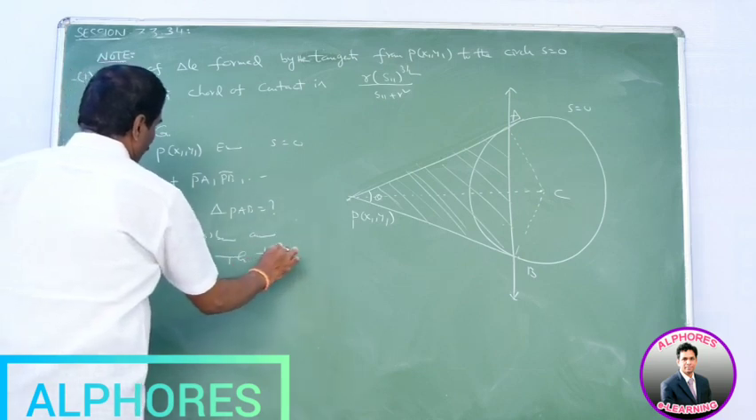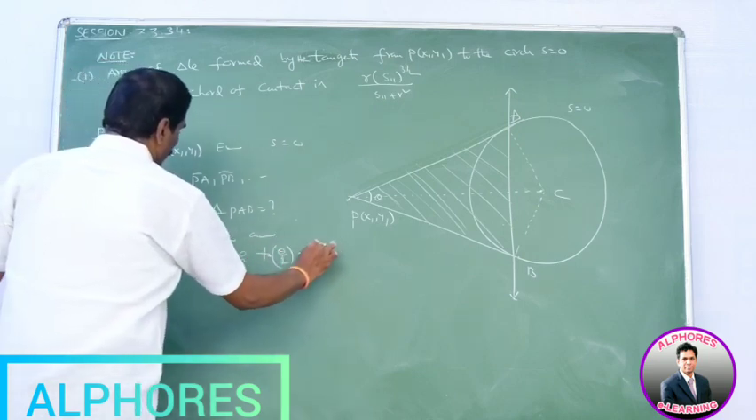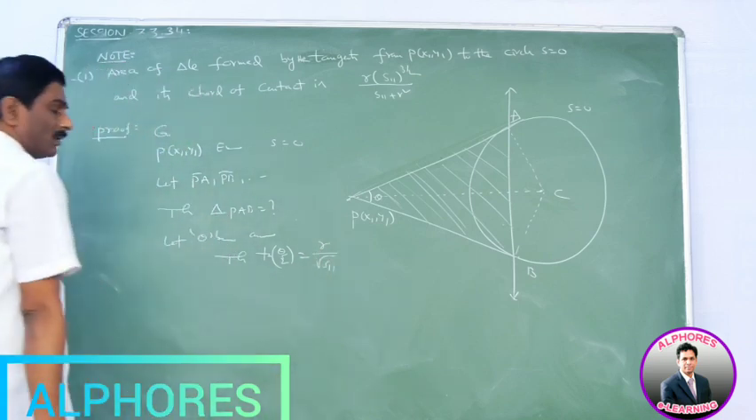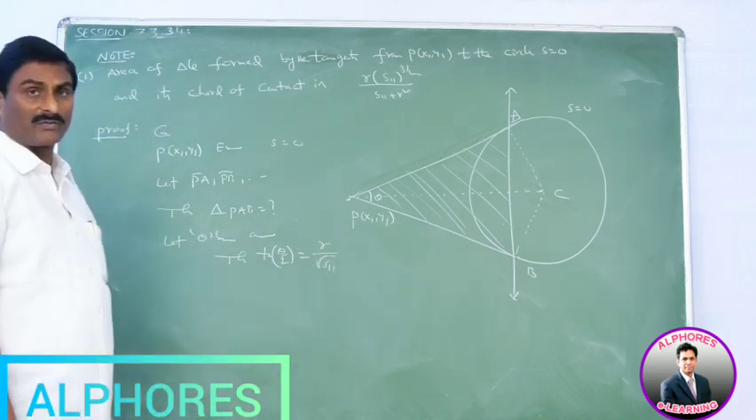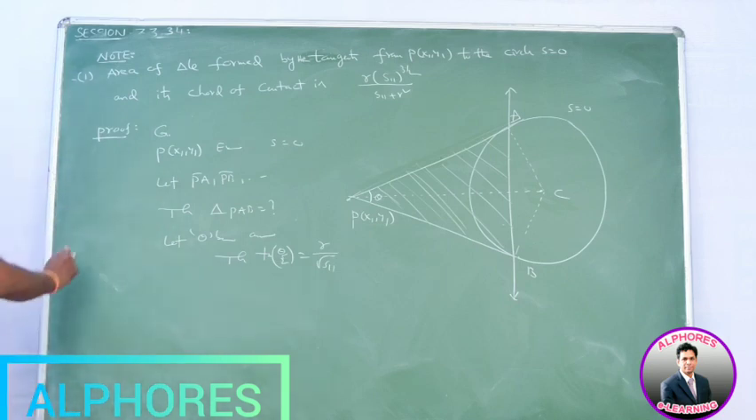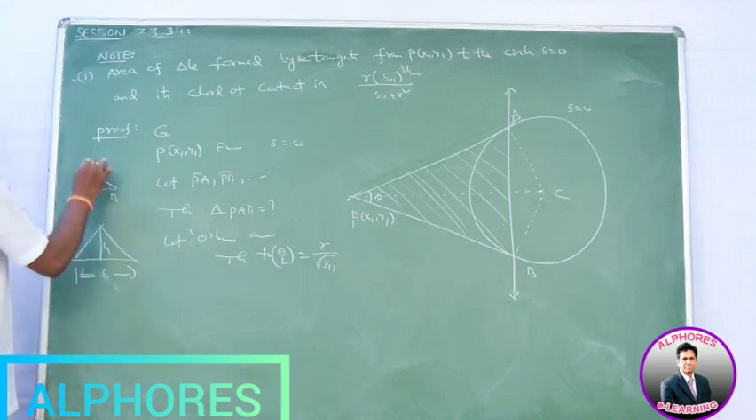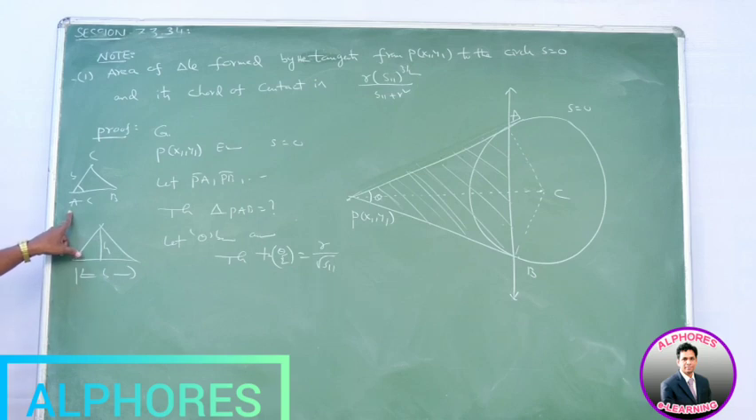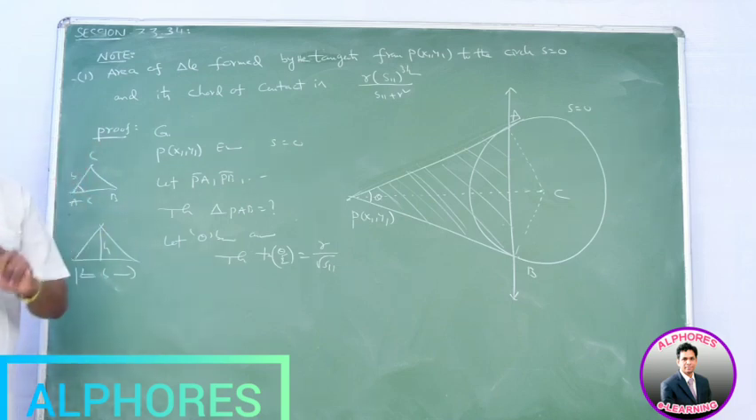Then tan(theta/2) = R / root S11. We know this formula. In any triangle, if base and height are given, we find the area. If two sides and the included angle are given, for triangle ABC, what is the area? It is (1/2) BC sin A, or (1/2) AB sin C, or (1/2) CA sin B. In properties of triangles, we know the area of the triangle if two sides and the included angle are given.